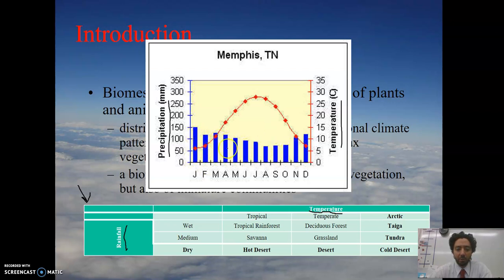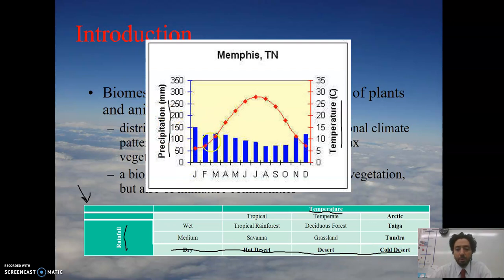The way you read one of these, this one's color coordinated, which makes it easy. These bars on the graph correspond to the precipitation. If we look at the month of January, we can see that there's 150 millimeters of precipitation. So right off the bat, we're probably eliminating the dry biomes here. It's probably not a desert if we're getting that much rainfall.